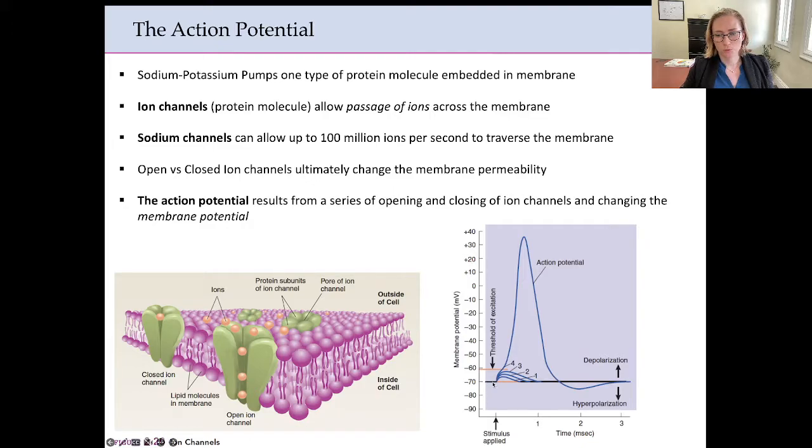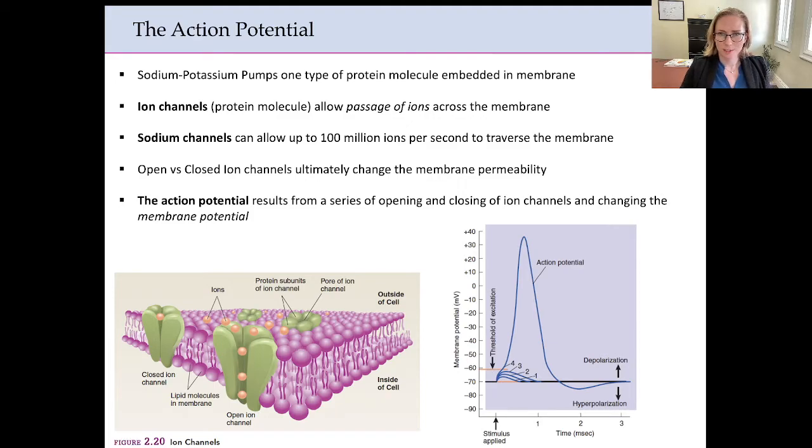So this is the action potential. Down here is our resting negative 70 microvolts. If the membrane potential gets depolarized and it goes from negative 70, here it's showing negative 60.